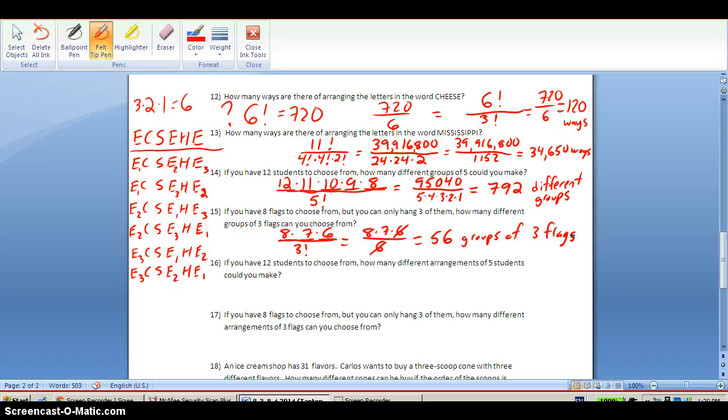Okay. This one, 16, is a little bit different from number 14, because this one says if you have 12 students to choose from, how many different arrangements of 5 students could you make? All right, we still have 12 times 11 times 10. Again, we have five choices we're going to make. We've got times 9 times 8. Oops, I should be putting these multiplications up here. I'm going to erase those down here.